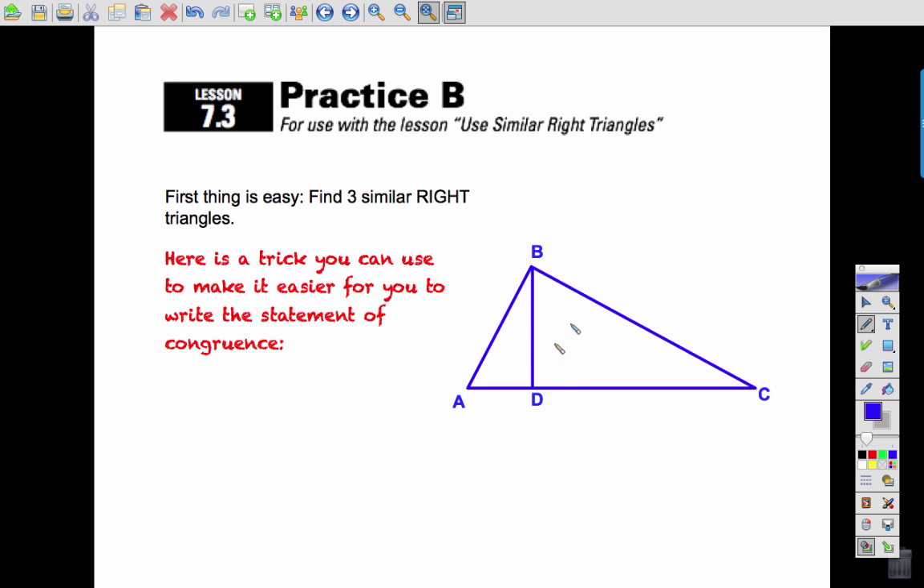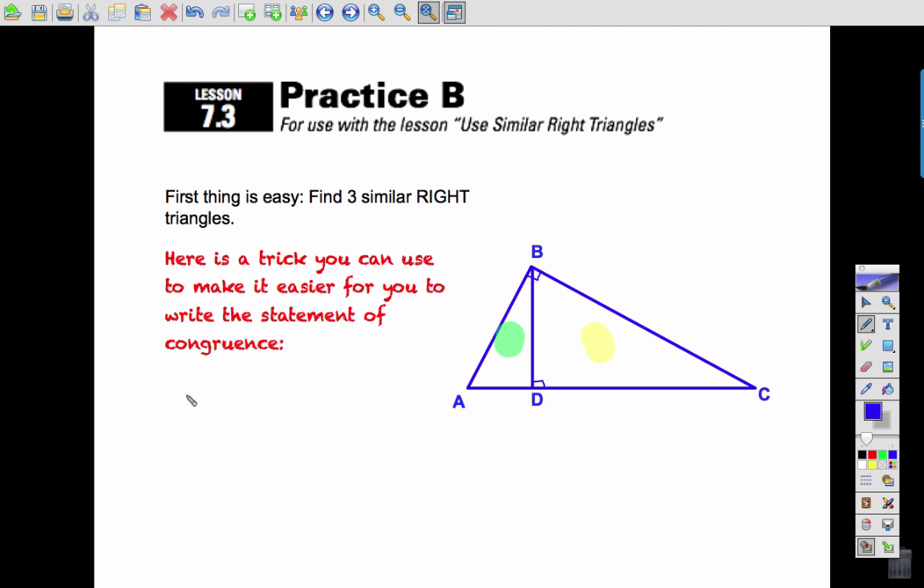Now let's look at this. So I've got a big triangle ABC, and I've got the altitude BD here. Therefore, I create three right triangles: a smaller one, like the green one here, a middle one, like the yellow one here, and my big, original one, ABC. But if I'm asked to write a similarity statement of the three, I have to find the matching angles. So how do I do that? Here's a trick that you can use. Okay, I like to use this trick.